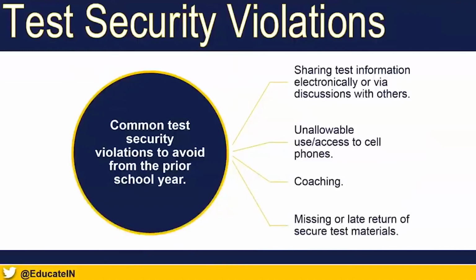This slide shares common test security violations that were reported to IDOE that should be avoided this year. Let's discuss the first two violations listed on this slide. Sharing test information electronically or via discussions with others and inappropriate use or access to cell phones. This includes TAs and students talking to, emailing, or texting others about secure test content, as well as students posting pictures or videos of secure test content to social media and using cell phones during testing.